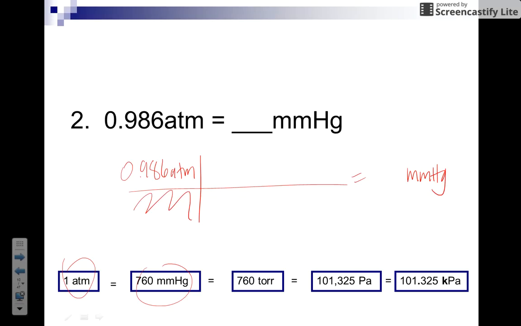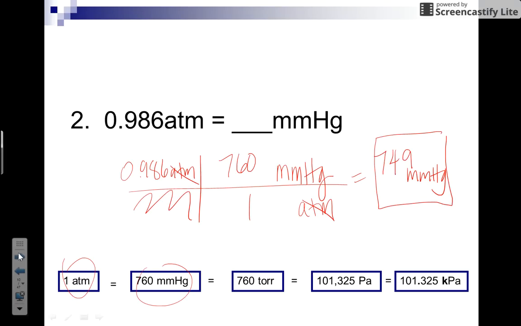So once again, we need atmospheres to divide out. So we're going to put that unit on bottom, and we need millimeters of mercury on top. So we're going to plug in our conversion factors here. 760 millimeters of mercury is equal to 1 atmosphere. This again will allow atmospheres to divide out. So 0.986 times 760, and we're going to round this one so that it has 3 sig figs again, because our conversion factors have unlimited sig figs. So we're going to round this to 749.